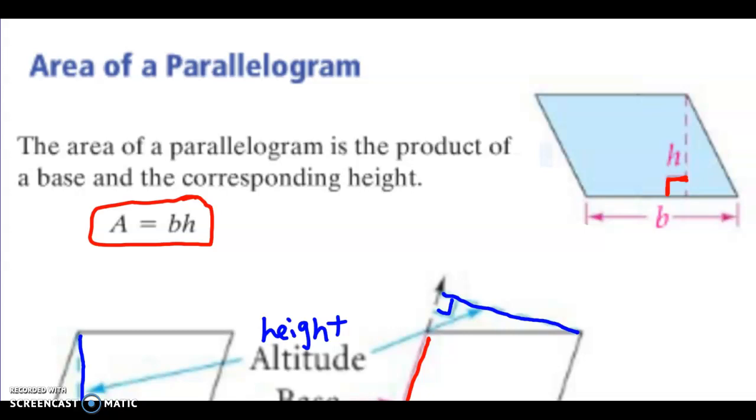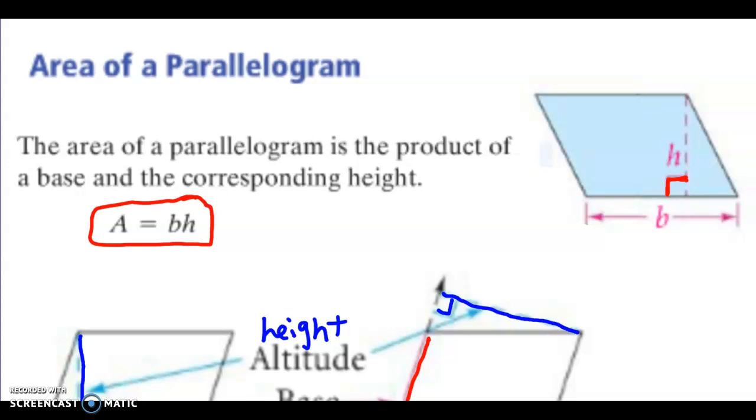All right, so this is our first lesson of chapter 11. We will be going back and doing chapter 10, but we're doing chapter 11 first. It's on finding the area, surface area, and volume of figures. So today we're going to start with finding the area of parallelograms, triangles, and trapezoids.